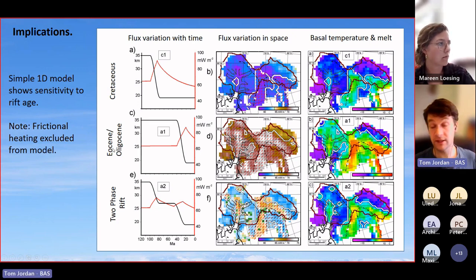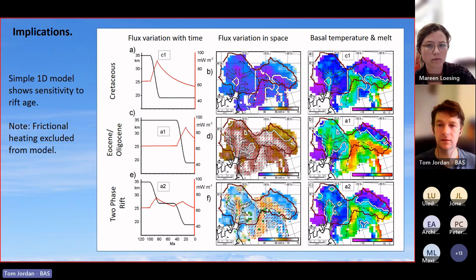If it was all recent rifting, or Eocene or Oligocene, 34 million years ago, everywhere in the big basins has high geothermal heat flux, and you get much more melting due to the geothermal heat flux alone. And then in two-phase rifting, you get a blend of these two patterns, but no dramatic change in geothermal heat flux.